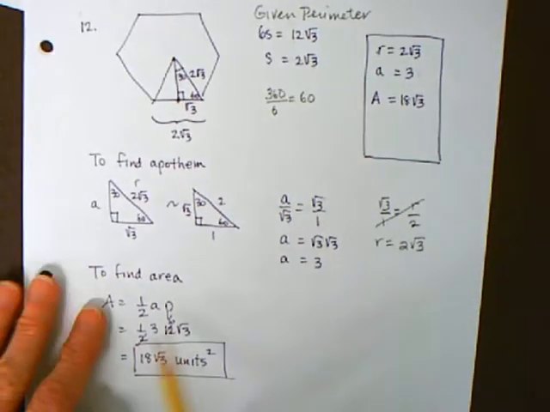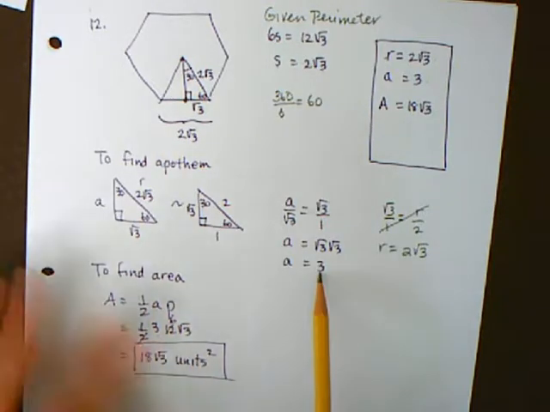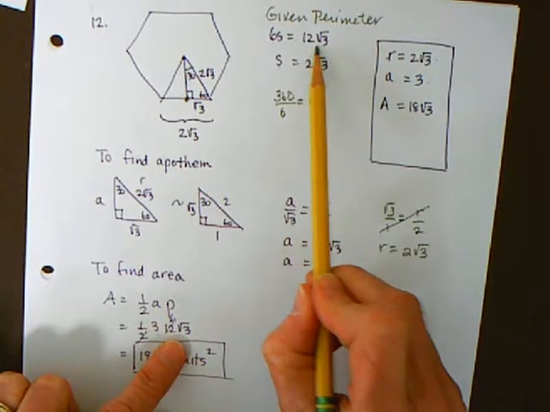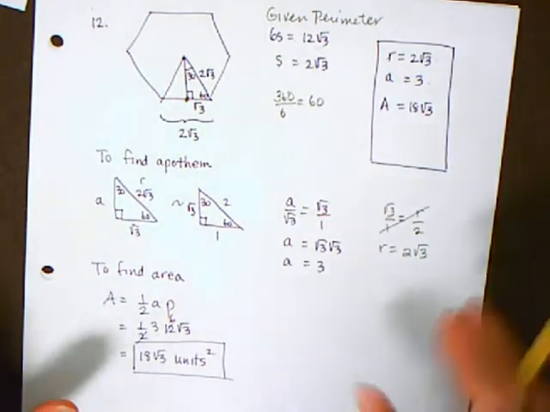All right, so the area is 1/2 the apothem times the perimeter. The apothem is 3. I just substitute. The perimeter is what's given, 12 radical 3. And 2 goes into 12 6 times. 6 times 3 is 18 radical 3 units squared. That's 12.